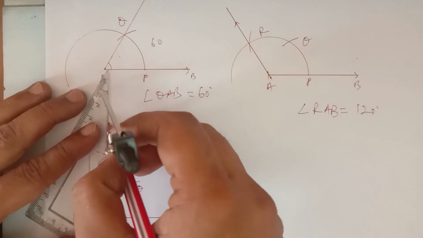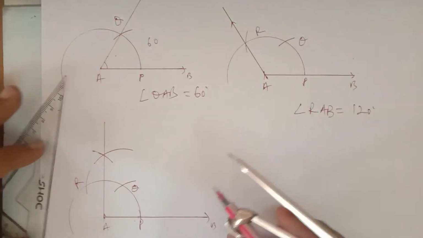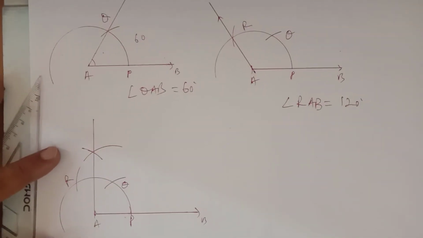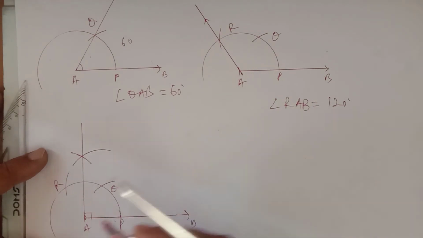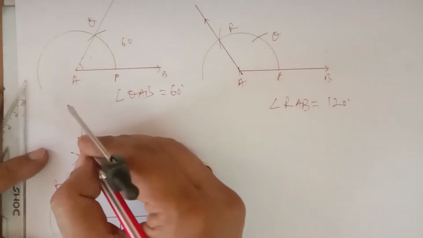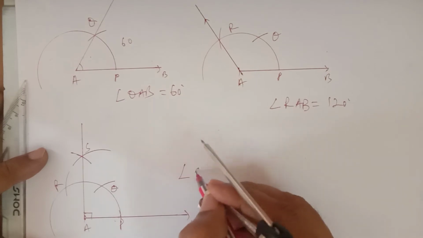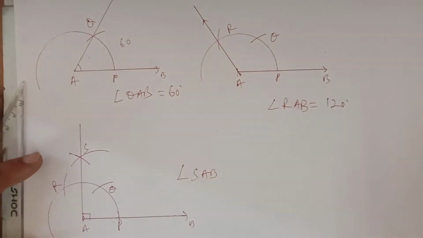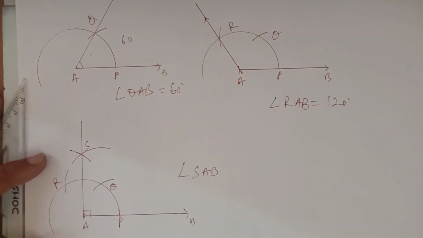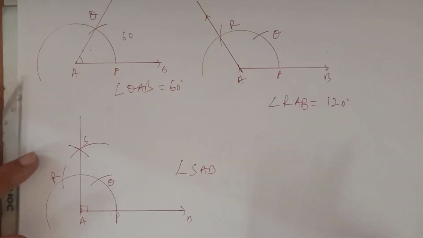You will get this angle as 90 degree. Let us call the points PQRS. Then angle SAB is equal to 90 degree. Now why is it a 90 degree angle?